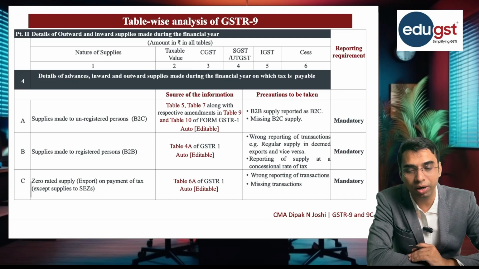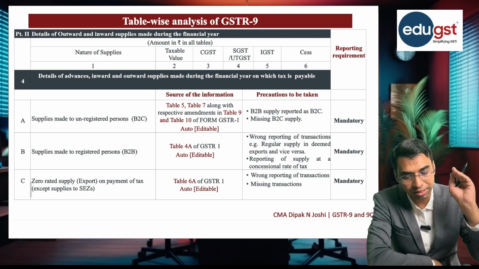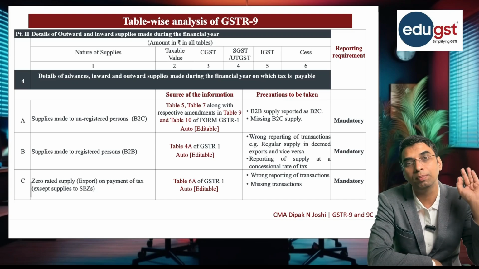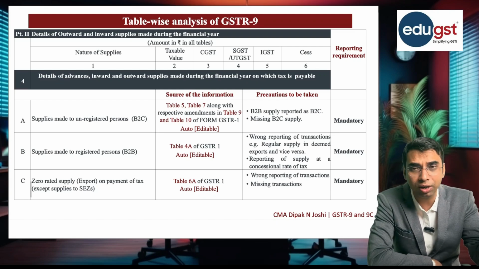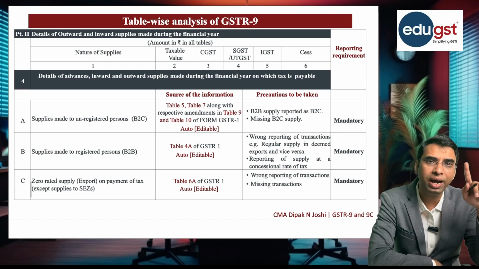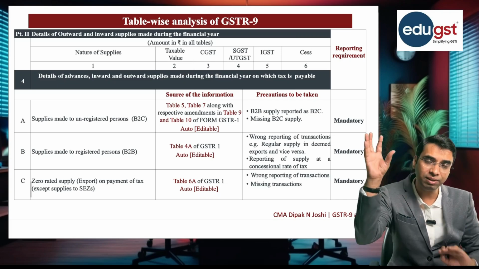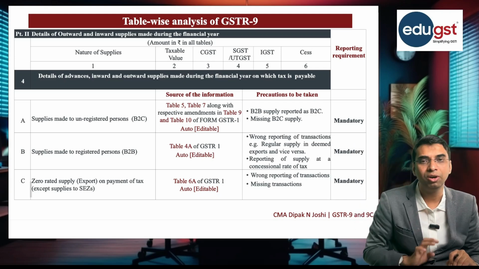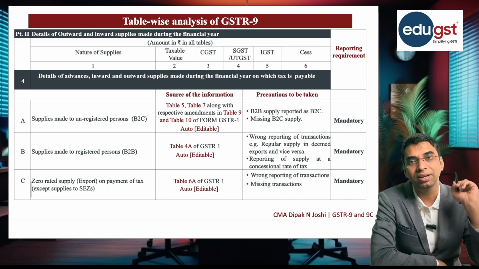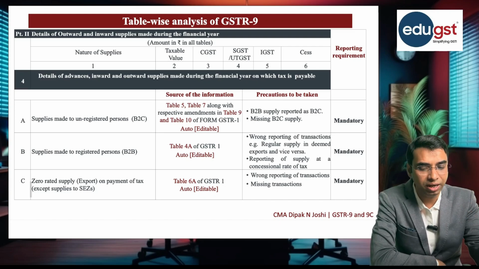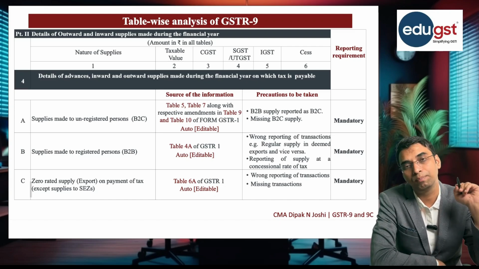Now table number 4A says supplies made to unregistered person, B2C supply. Where do we report B2C supply? In table number 5 and table number 7 of GSTR-1. The same tables you can use for furnishing the details of B2C in case of table number 4A.